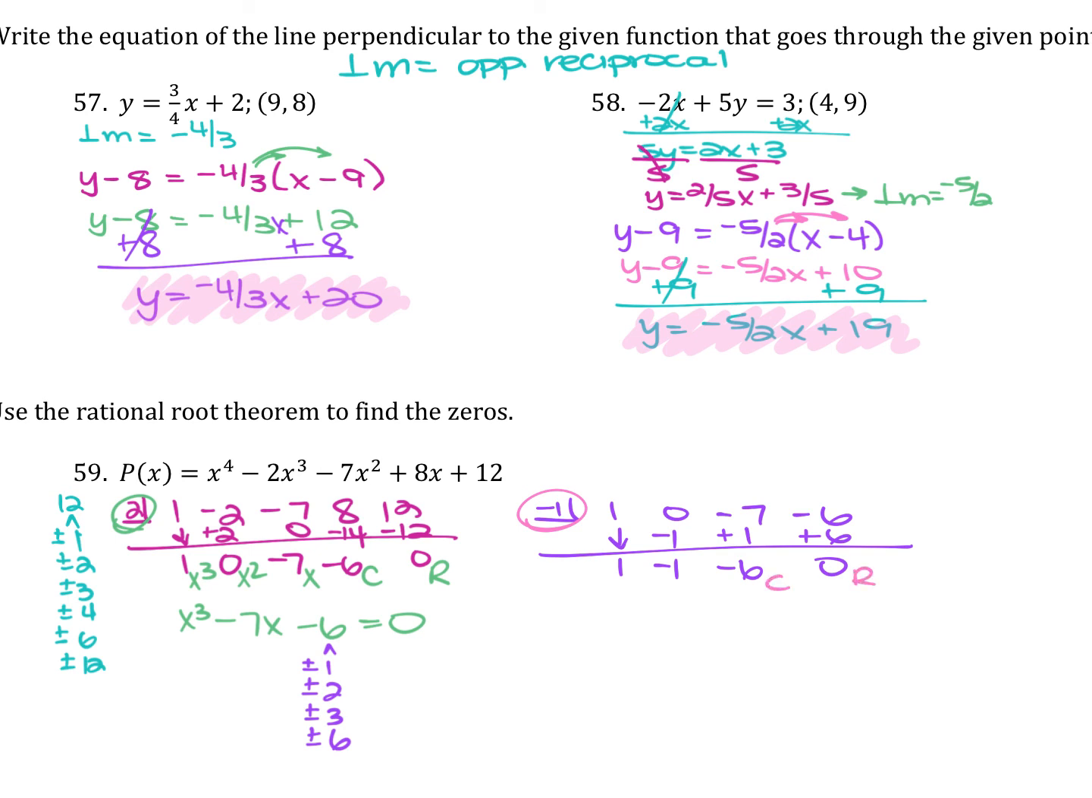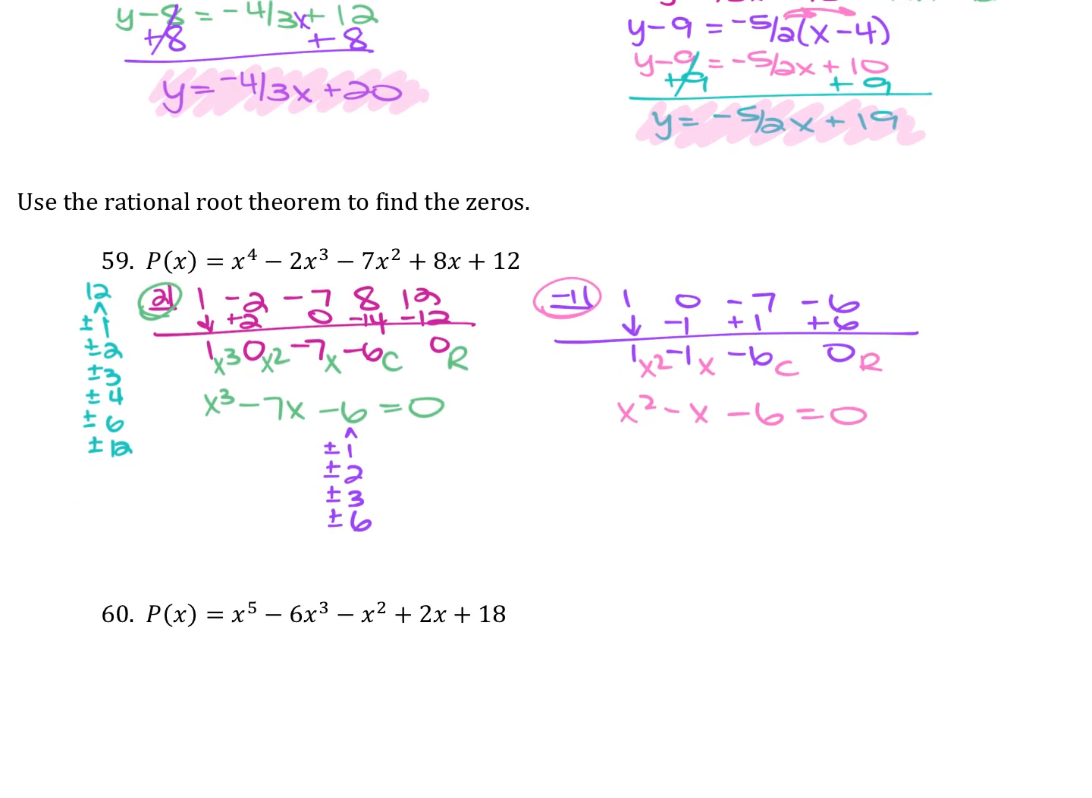Your 6 would be your constant. Your negative 1 would get an x. Your positive 1 gets an x squared. So this gives us x squared minus x minus 6 is equal to 0. This one we can factor, so we're going to factor this one. Your factors of negative 6 that add up to be negative 1 are 2 and negative 3. So this factors to be x plus 2 times x minus 3 is equal to 0.